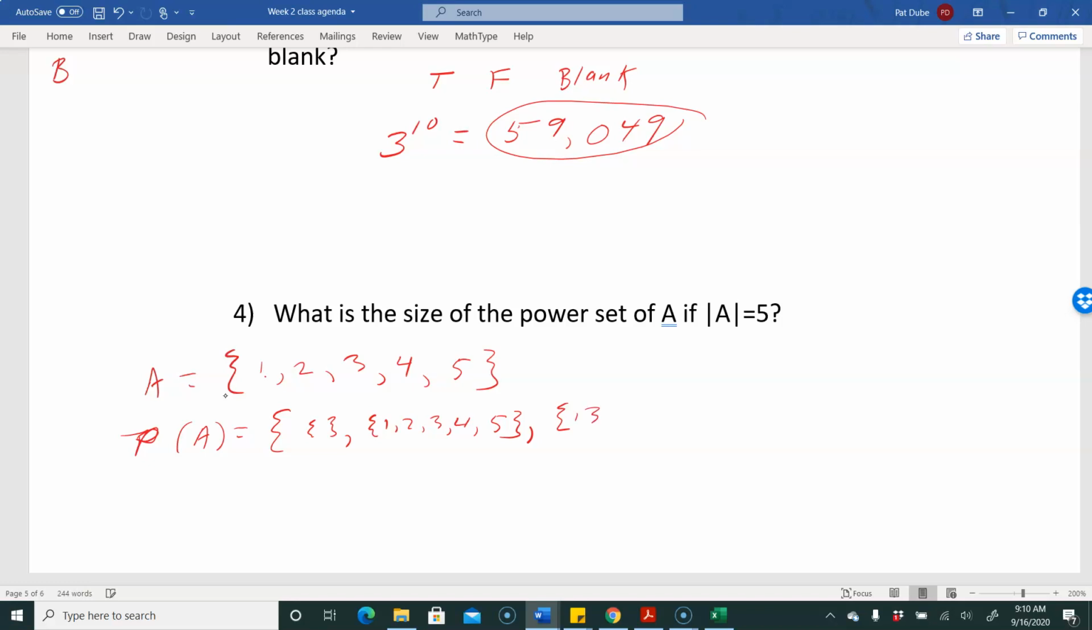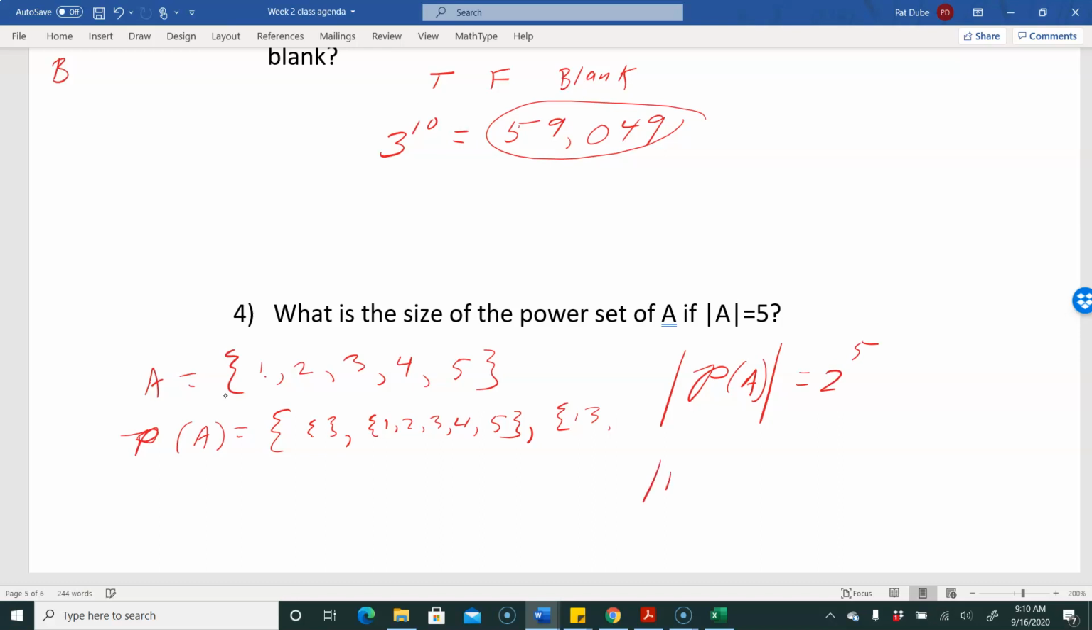Then I would do 1, then I would do 2, then I would do 3, then I would do 4, then 5, then I'd do 1 and 2, 1 and 3, 1 and 4, 1 and 5. You'd see I'd have a lot of them. Without writing them all out and being sure that you wrote them all, the size of a power set is, so if the set has 5 elements, it's 2 to the 5th.